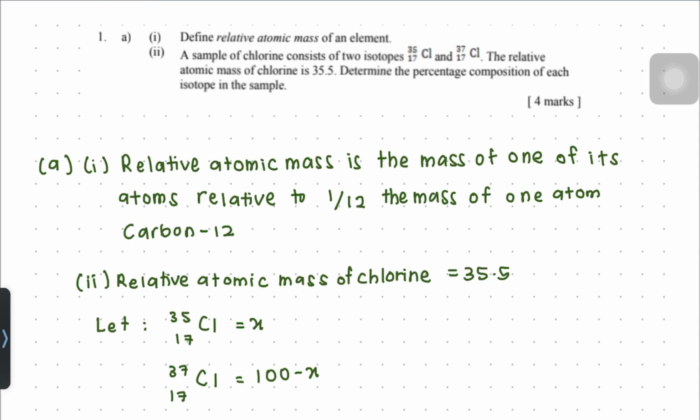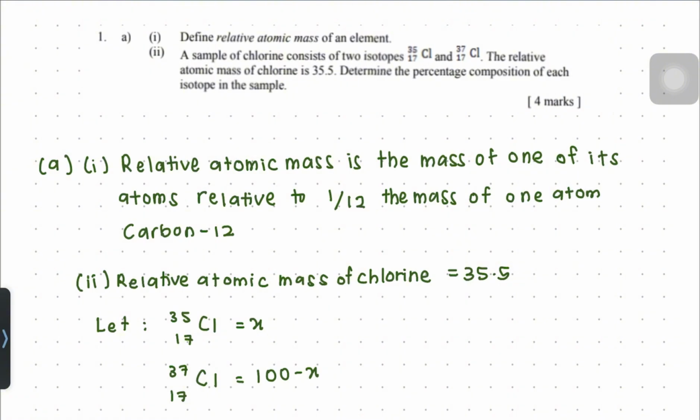Today we will discuss a PRE-PSPM paper on chapter 1 method. So the first question, define relative atomic mass of an element. The definition of relative atomic mass is the mass of one of its atoms relative to 1/12 the mass of one atom of carbon-12. The second question: a sample of chlorine consists of two isotopes, 35/17 Cl and 37/17 Cl.